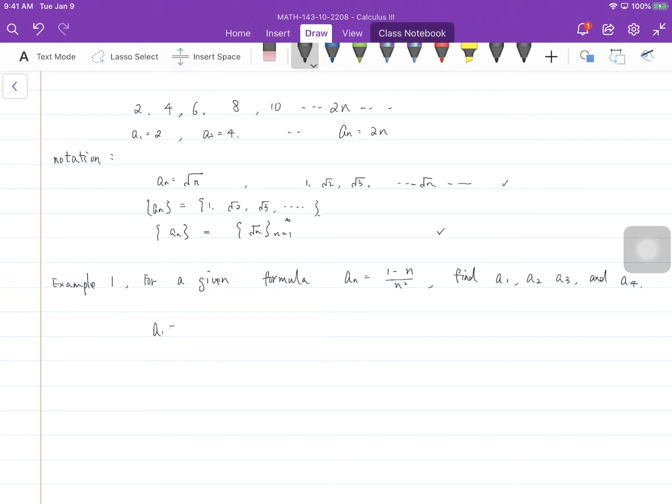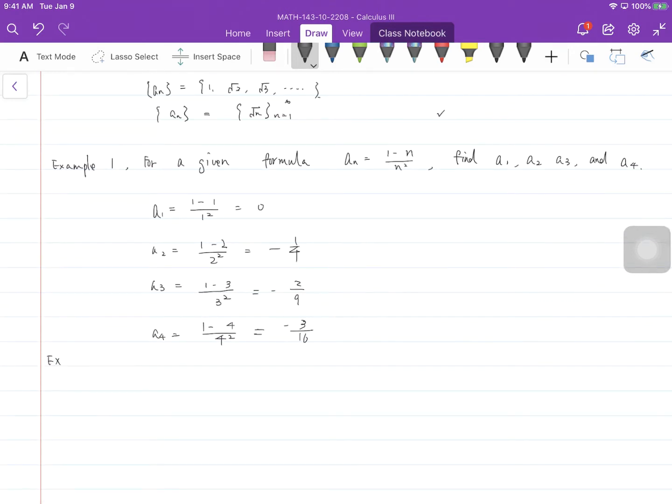So a1 equals what? That means n is 1, so we just plug into our formula an. 1 minus 1 over 1 squared is 0. And a2 is 1 minus 2 over 2 squared, which is negative 1/4. a3 is 1 minus 3 over 3 squared, which is negative 2/9. And a4 is 1 minus 4 over 4 squared, negative 3/16. So just plug in the formula. It's pretty easy.